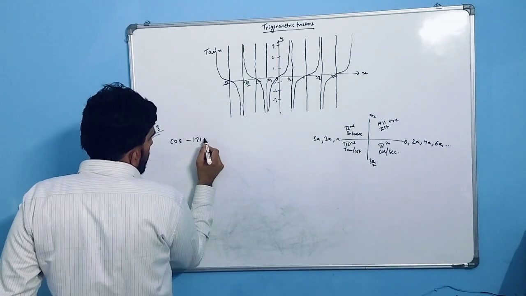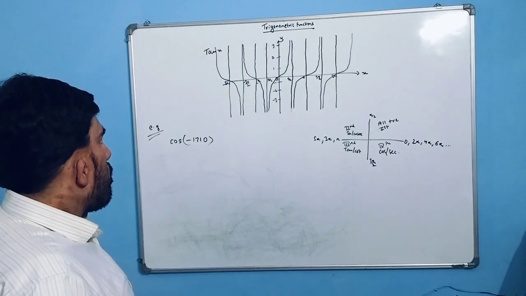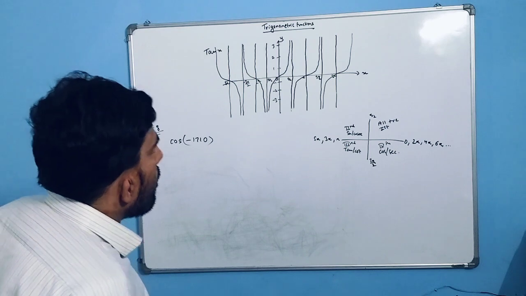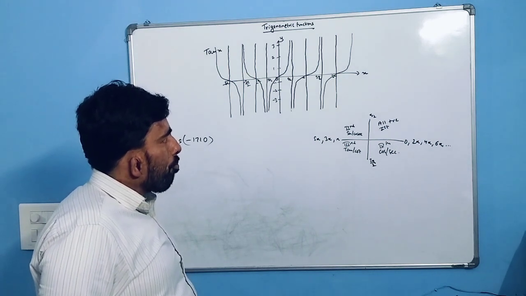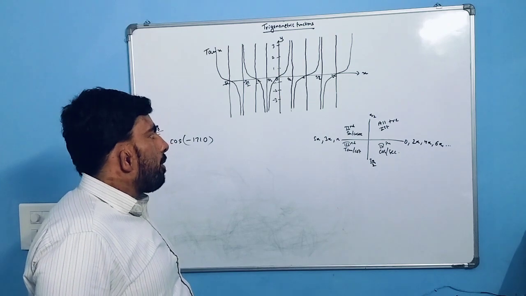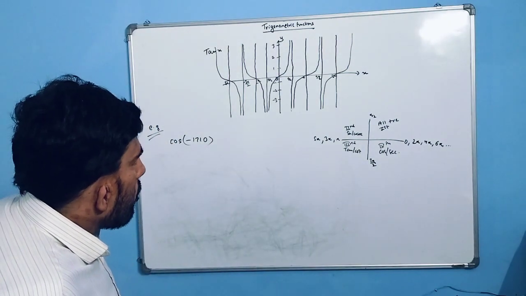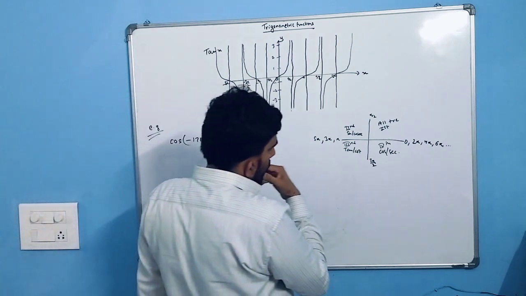Okay, and we'll see where the cos value will be negative. Cos will be negative in the second quadrant and in the third quadrant, no? Second and third quadrant. So we'll move to where we can go for minus 7π. It's a very high value, so we need to find it.